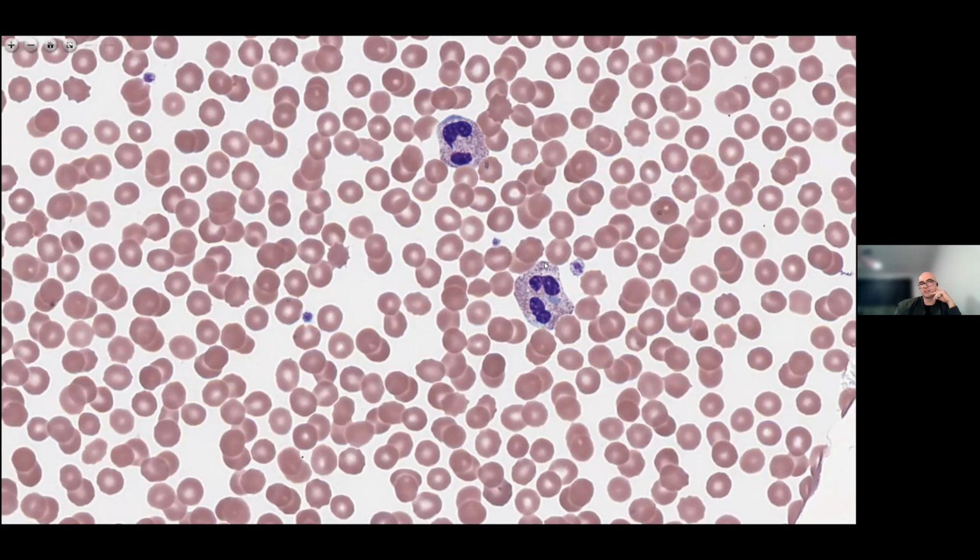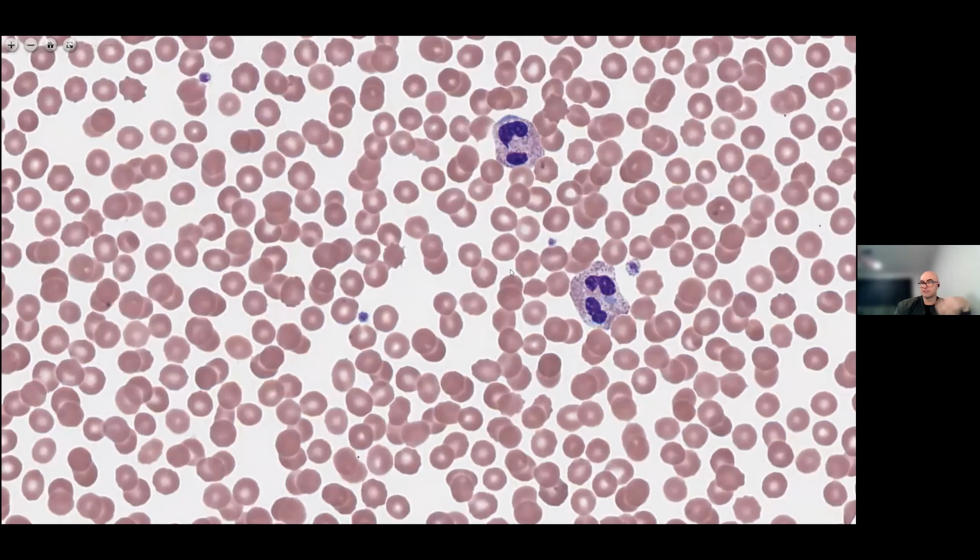So yeah, the granulation does look a little bit increased, but this can change from stain to stain. So it may be normal in this case.